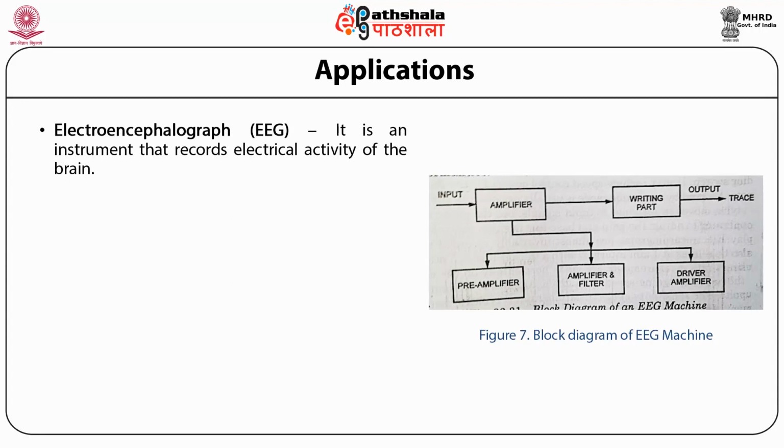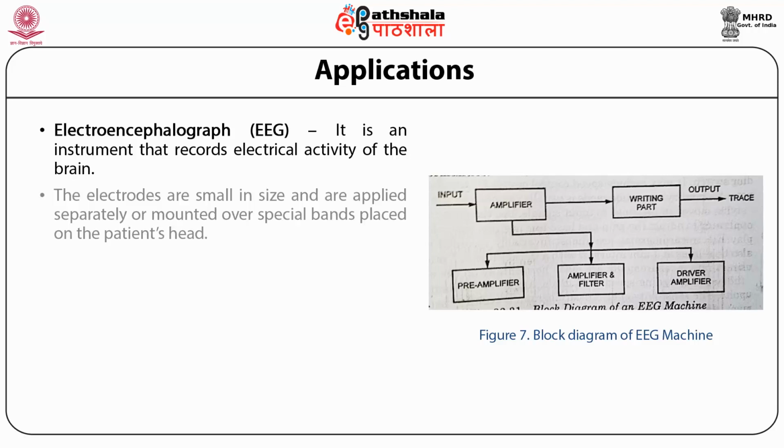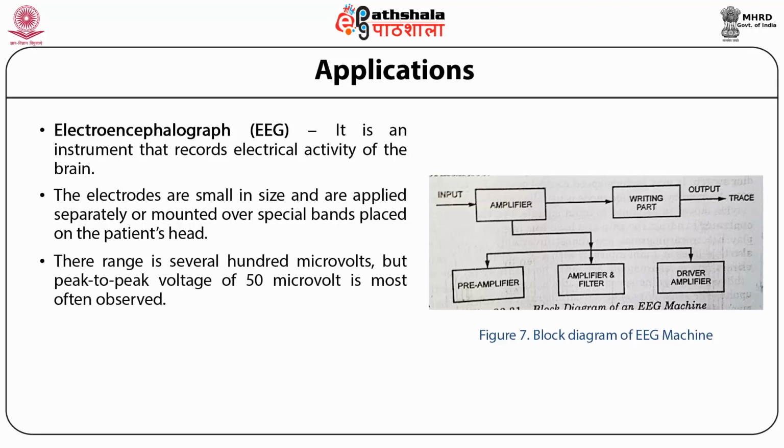Electroencephalograph. It is an instrument that records the electrical activity of the brain. Electrodes for the measurement of electrical activity are placed on the surface of the scalp. The electrodes are small in size and are applied separately or mounted over special bands placed on the patient's head. Signals picked by surface electrodes are smaller than the signals picked by ECG. Their range is several hundred microvolts, but a peak-to-peak voltage of 50 microvolts is often observed.